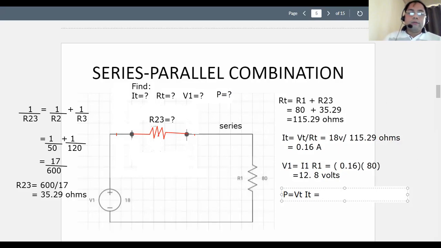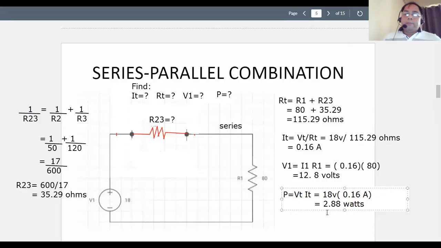So the total voltage is 18 volts. And if you multiply that with the total current of 0.16 ampere, then this can be expressed now in watts. So we end up with an answer of 2.88 watts.